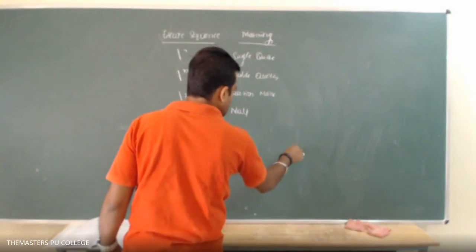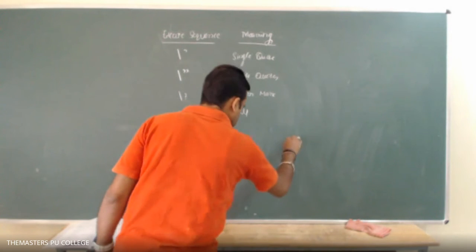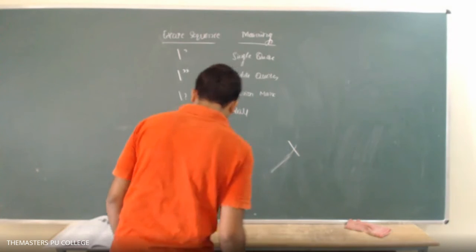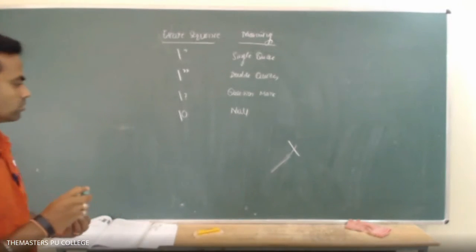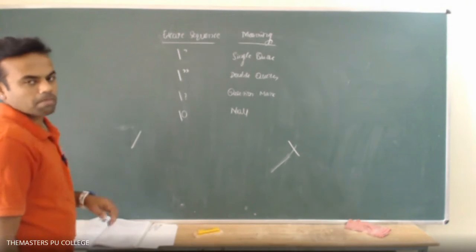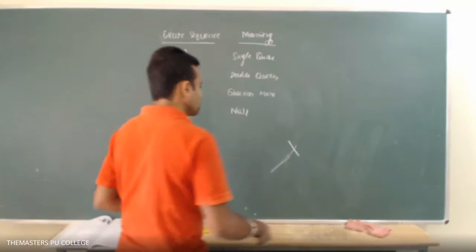Sorry, which one did I write? No, that is division. Sorry, this is backslash. This is front slash. Sorry, you write this one. That is for division. Sorry. Division. This is backslash.